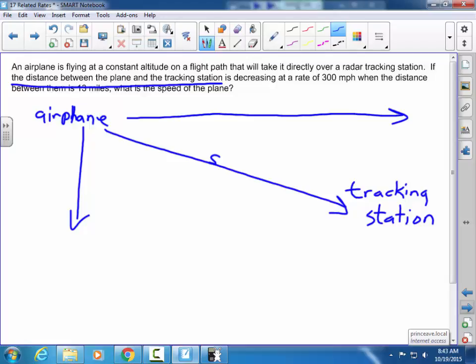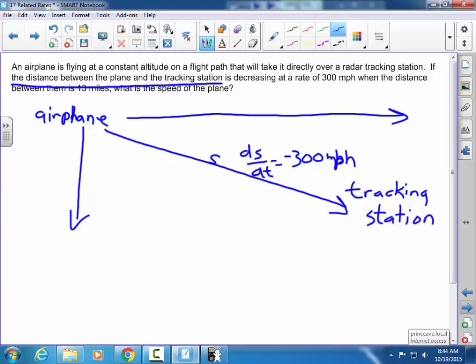So now, what is ds over dt? Sarah Beth wrote down negative 300 miles per hour. What do y'all think? Why negative? Decreasing, okay? So ds/dt is negative 300 miles per hour.